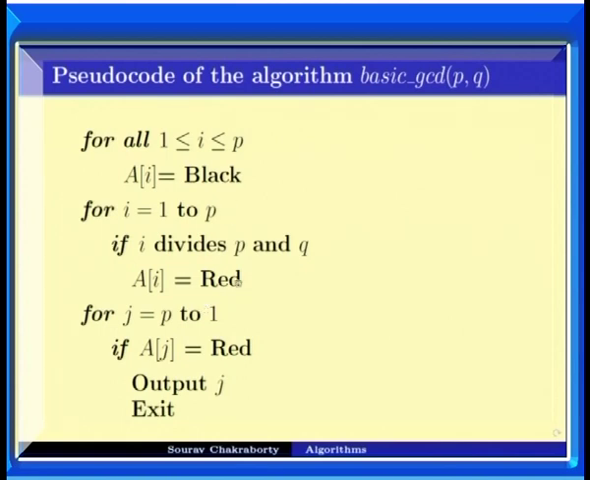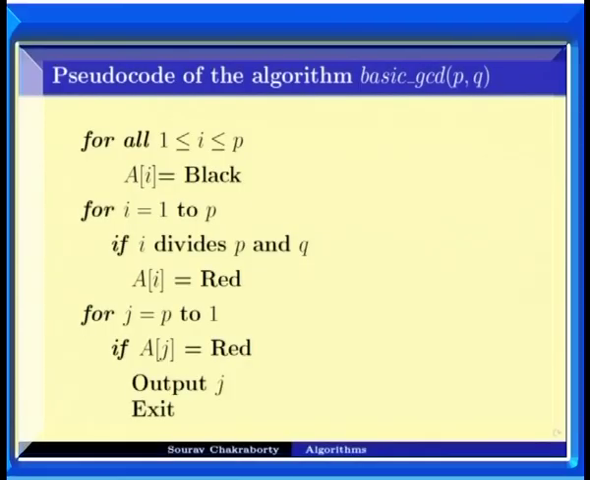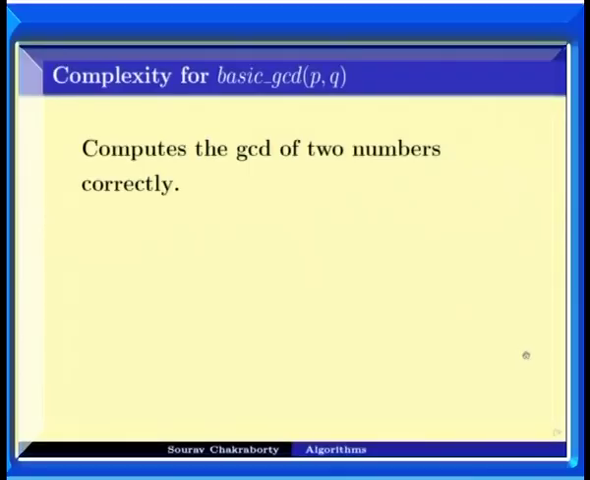And once that is done, this for loop, which is basically the loop that marks red or black, we go from right to left, that's from p to 1, and we output the first integer that is marked red. This is exactly the kind of algorithm that we expect to see. In the last lecture we had done a more exhaustive understanding of this particular algorithm, and what we found out was this algorithm does compute the GCD of two numbers correctly.